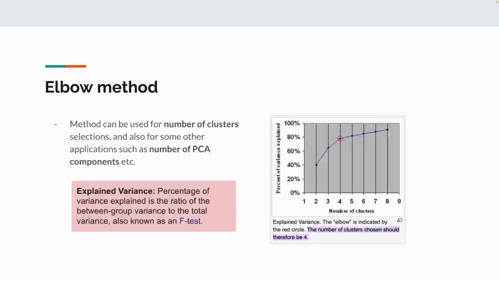In summary, it's a kind of upside-down elbow. We have to stop at a point where adding an additional cluster doesn't help the configuration improve in terms of variance explanation. That's the whole idea.